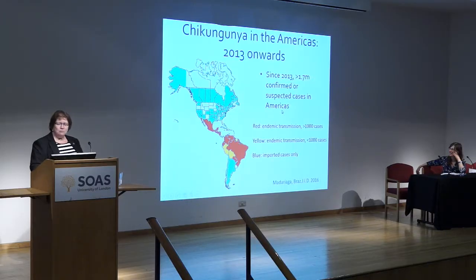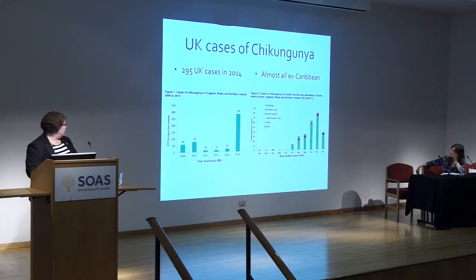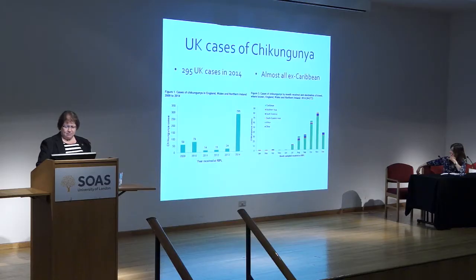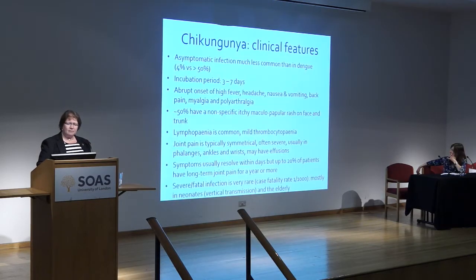And probably nearly 2 million people have been infected in the Americas outbreak just in the last couple of years. So something on a really massive scale. And in the UK, most of the recent cases, this is just up to 2014, are related to the Caribbean outbreak. And I'm sure many of us who are involved with seeing returning travellers will have seen potential cases.